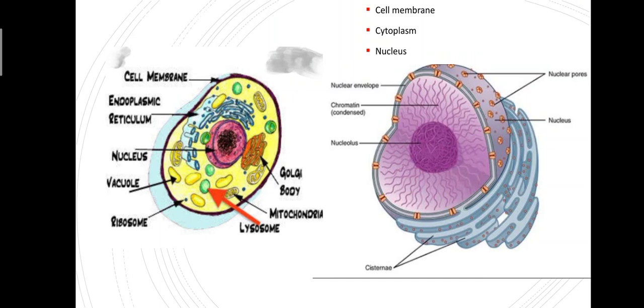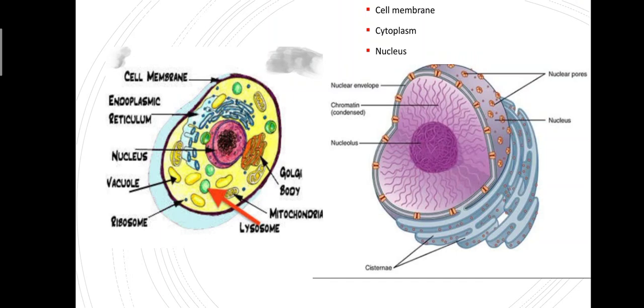Then in the nucleoplasm, you can see chromatin is there, and in brackets it is written condensed. Chromatin fibers. What are chromatin fibers? They are fine thread-like structures composed of DNA, and they are suspended in the nucleoplasm. You can see the chromatin fibers.